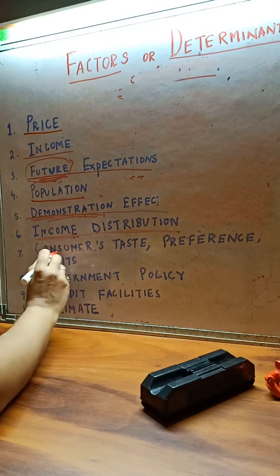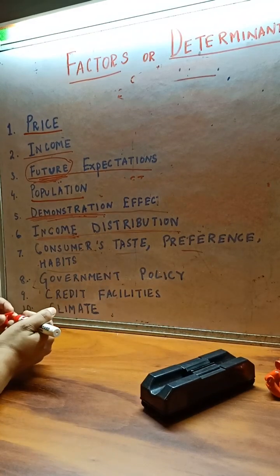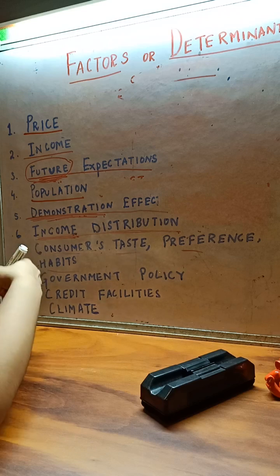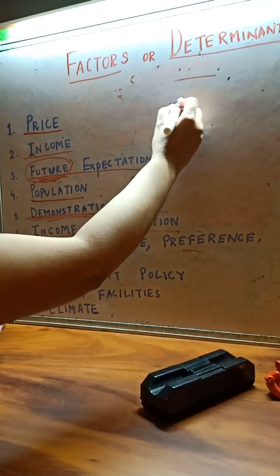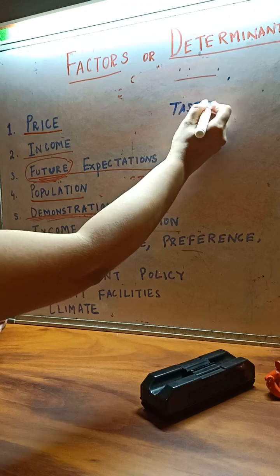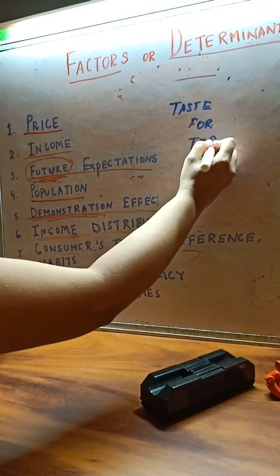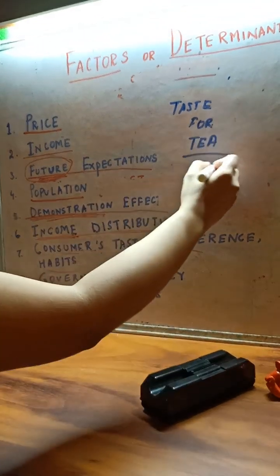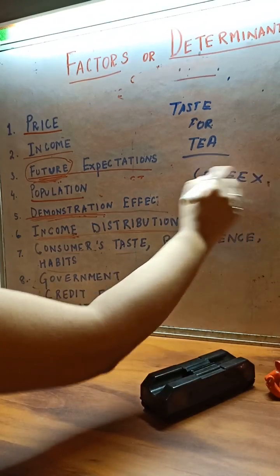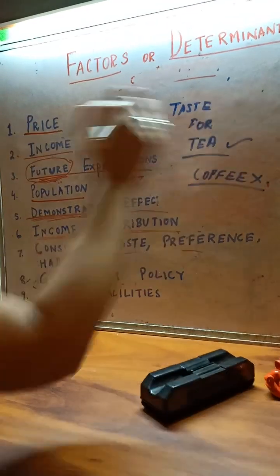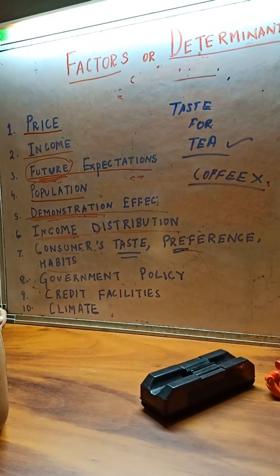Next, we come to consumers' taste, preference, and habits. Now, what do you mean by consumers' taste, preference, and habits? For example, if somebody has a taste for, say, pizza, or a taste for, say, tea, will he demand coffee? He has a taste for tea, so definitely he will not demand coffee. He will be demanding tea. So consumers' taste and preference definitely matter when you demand a product.